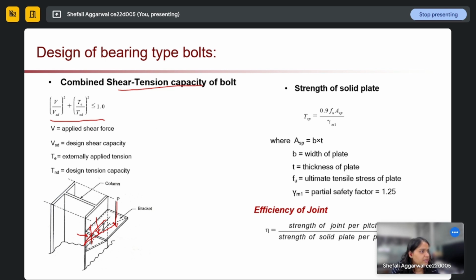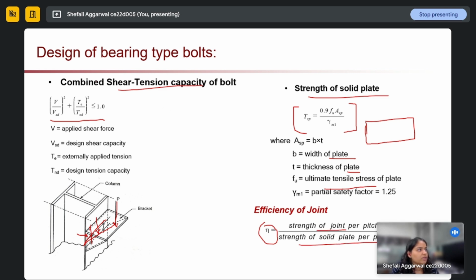And last is the strength of our solid plate. If we have any solid plate, how will we calculate its strength? It will depend on the ultimate tensile stress of the plate, the width of the plate and the thickness of the plate. Where the strength of solid plate is usually required is when we have to calculate the efficiency of our joint. Okay, strength of solid plate, purpose, strength, and strength of joint.